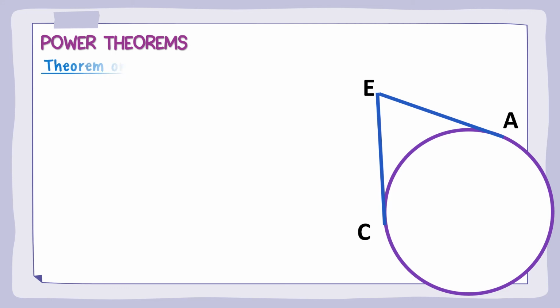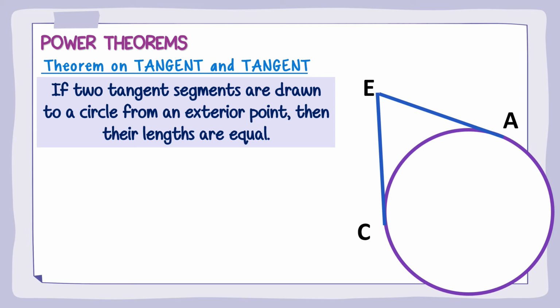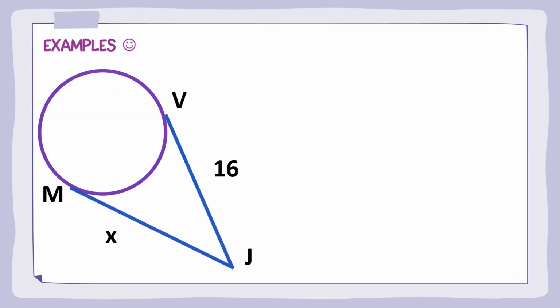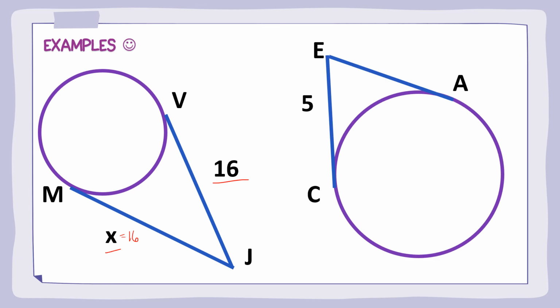Last. The last power theorem talks about tangent-tangent. Now, this is the easiest one. If two tangent segments are drawn to a circle from one exterior point, then their lengths are equal. So, if we have two tangents here, tangent EA and tangent EC, their measurement or their length is just equal. So, here, if the first tangent measures 16, then the other one also measures 16. Same goes to this. If this is 5, then the other one is also 5. Okay?